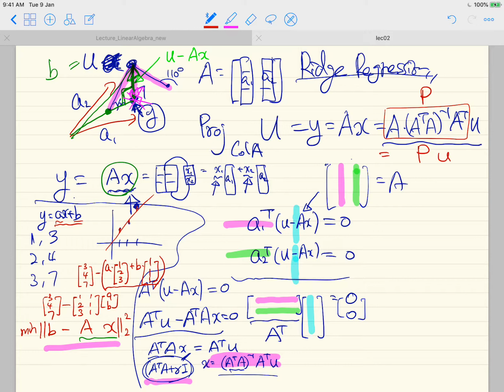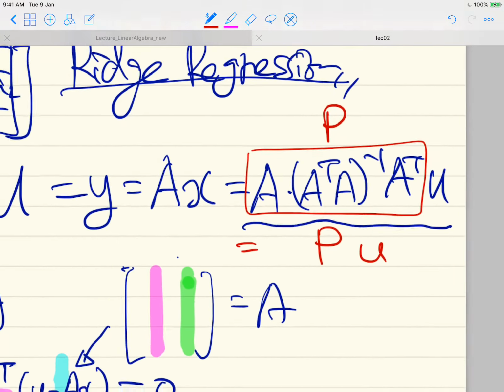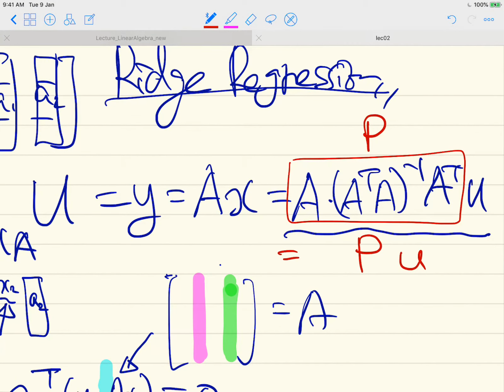Okay, so let me quickly answer the original question of the student. In this case, we assume, did we assume any orthogonality of the columns of A? We didn't, right? So A can have just arbitrary columns, which are not necessarily orthogonal to each other, right? So in that case, the projection formula will be like that.